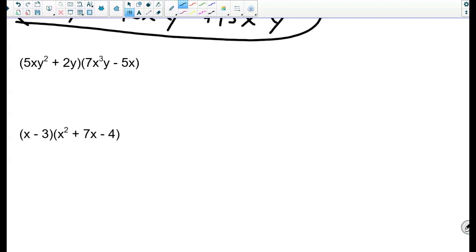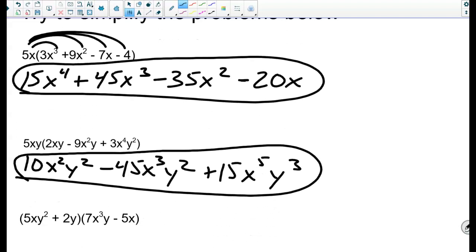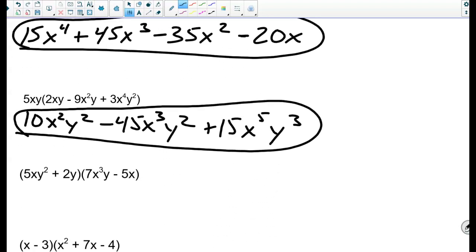So on these two, this is kind of like foiling, okay? So a question was asked, why do I add on these? If you notice here, there's a plus sign between the parentheses. Here, there's no plus sign between the parentheses, so that means we're multiplying through the parentheses. This goes to both terms, this goes to both terms.